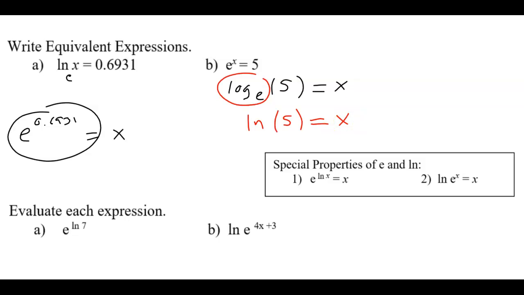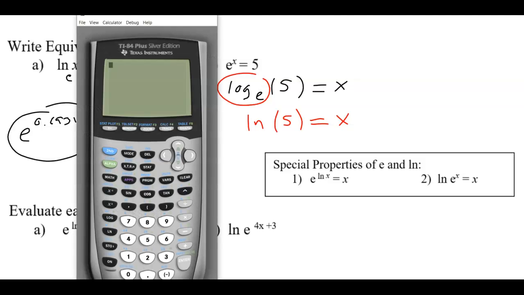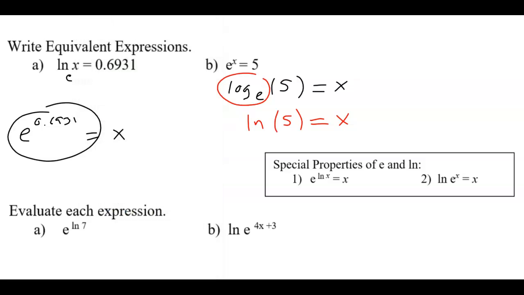And once again, you've basically just solved that equation because now x is no longer in the exponent, x is by itself. And you could type that in your calculator. Natural log of 5 is about 1.6094. That is what x equals. So just remember, log of a number is just a number.